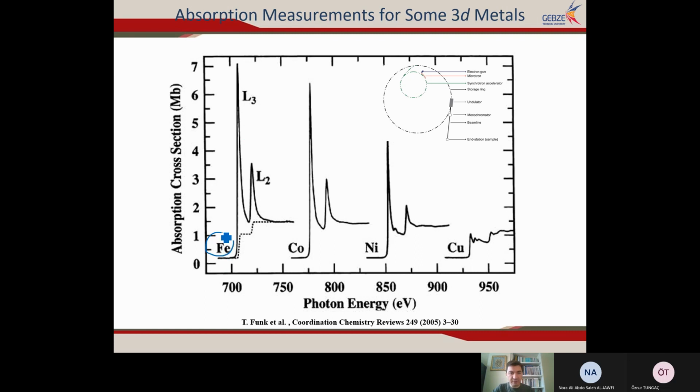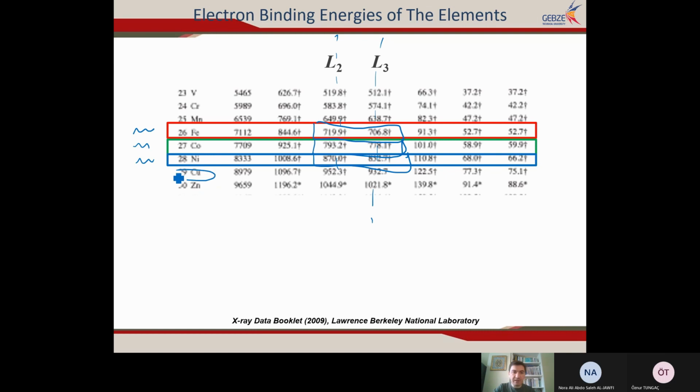We have iron, cobalt, nickel, and copper here. So you can see the L3 and L2 peaks for the iron, for the cobalt, and for the nickel. Why don't we see something for the copper? Because, as I have explained, copper is not magnetic, zinc is not magnetic. They are non-magnetic because they have 10 electrons in the 3D level.